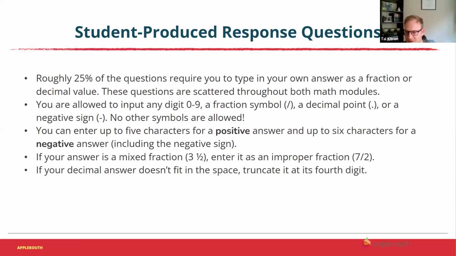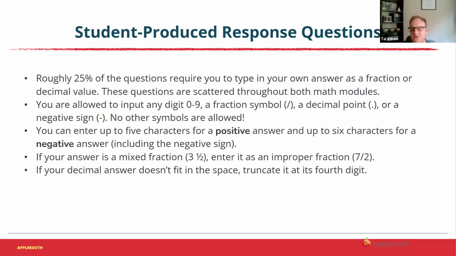Of the 22 questions per section, 4 of them will be grid-ins, free response questions. Those, instead of A, B, C, D, we have to type in our answer. And there's always instructions on test day, on the left side of the page, but you want to know going in what to do so you don't waste time reading those. You can put in anything from 0 to 9, a fraction symbol, which is a slash, a decimal point, or a negative, but that's it. No square root or exponents or anything like that. Up to 5 characters for a positive answer and 6 for negative, which includes the negative sign.